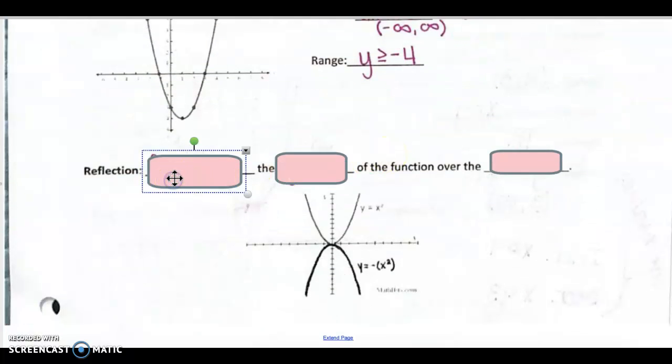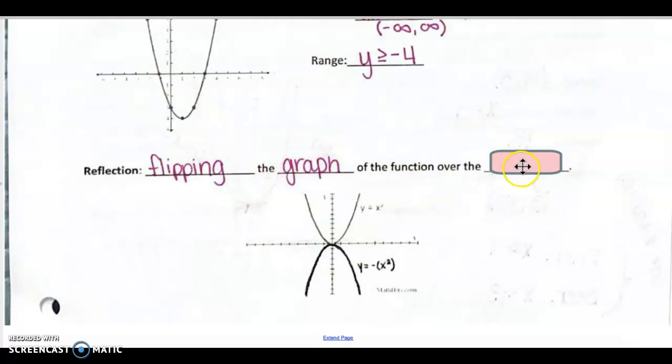Okay, it says a reflection, that is when we flip the graph of the function over the x-axis. So it would start like this graph right here, opening up, and when we flip it or reflect it, it then opens down. Sorry, Campbell just grabbed my headphones. I don't know if you could hear that. But when we flip it, it opens down.